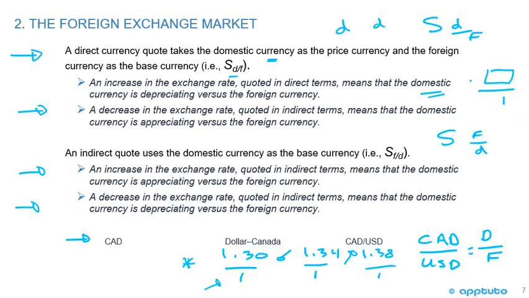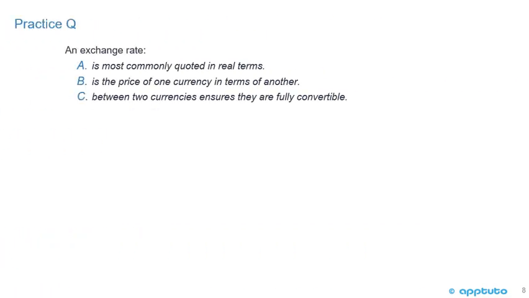Put your numerator, if it's going up, it's going down. And then just think, am I buying more or less of the currency in the numerator? And therefore, which currency is depreciating or appreciating, okay? Not too difficult. It just takes a little bit of practice. So let's do a quick practice question to check our understanding.